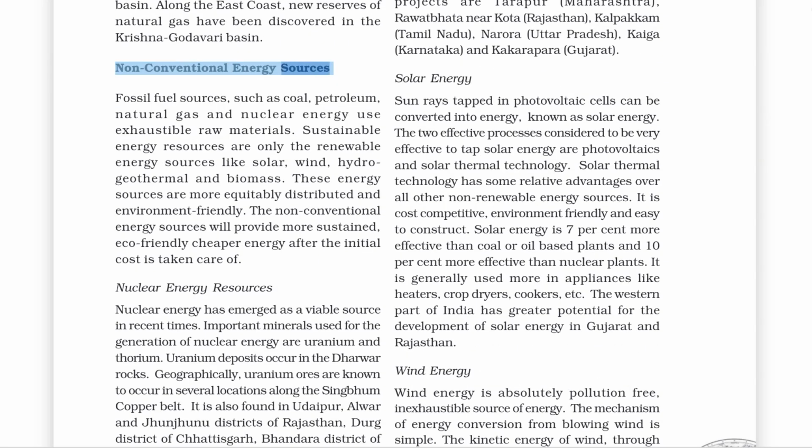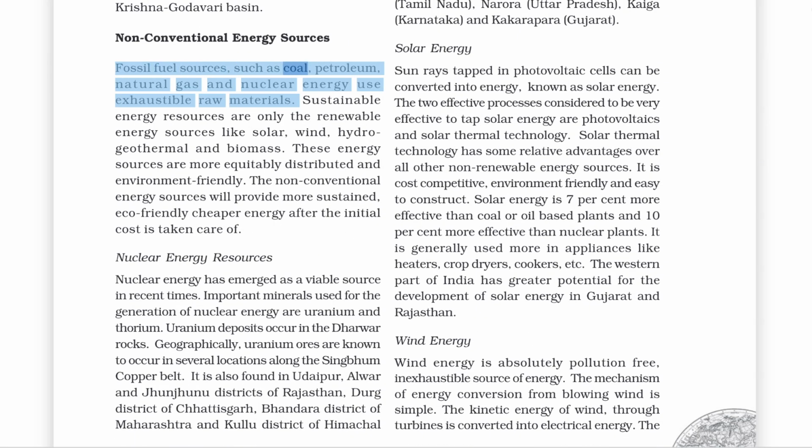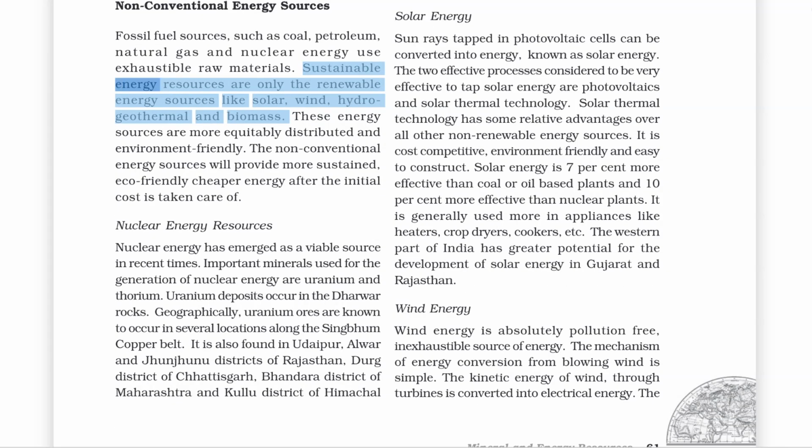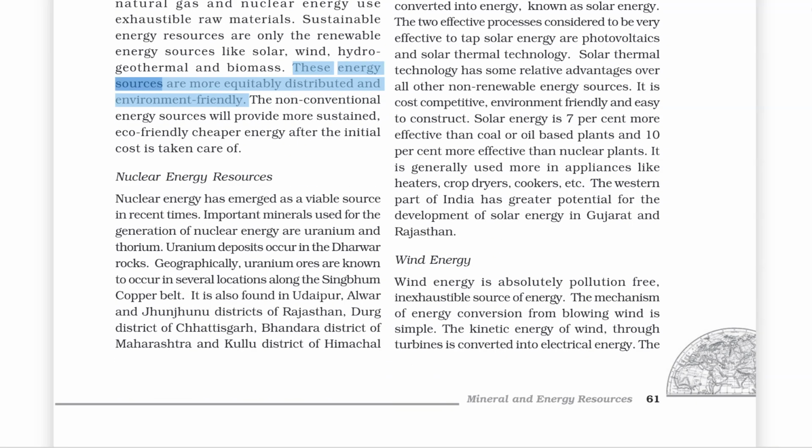Non-conventional energy sources. Fossil fuel sources such as coal, petroleum, natural gas and nuclear energy are exhaustible raw materials. Sustainable energy resources are only the renewable energy sources like solar, wind, hydro, geothermal, and biomass. These energy sources are more equitably distributed and environment-friendly.